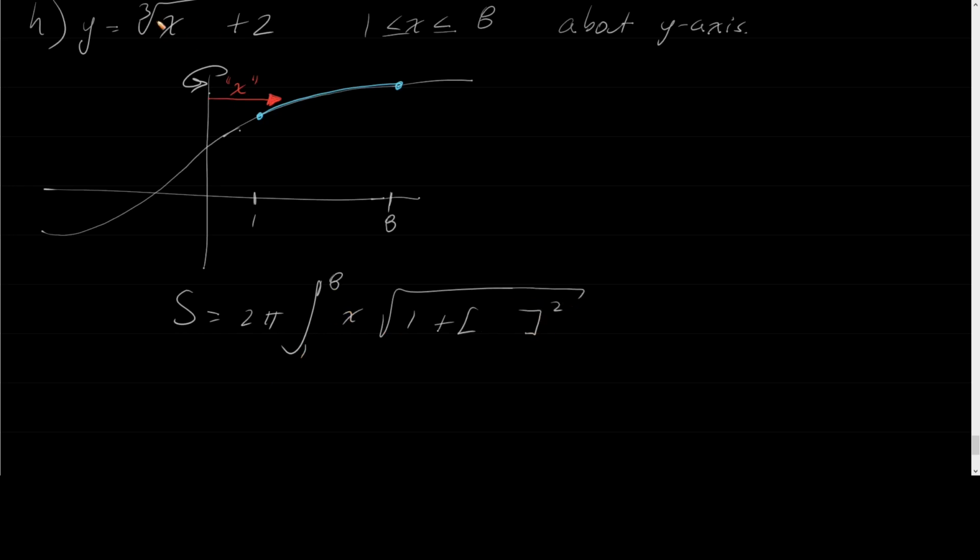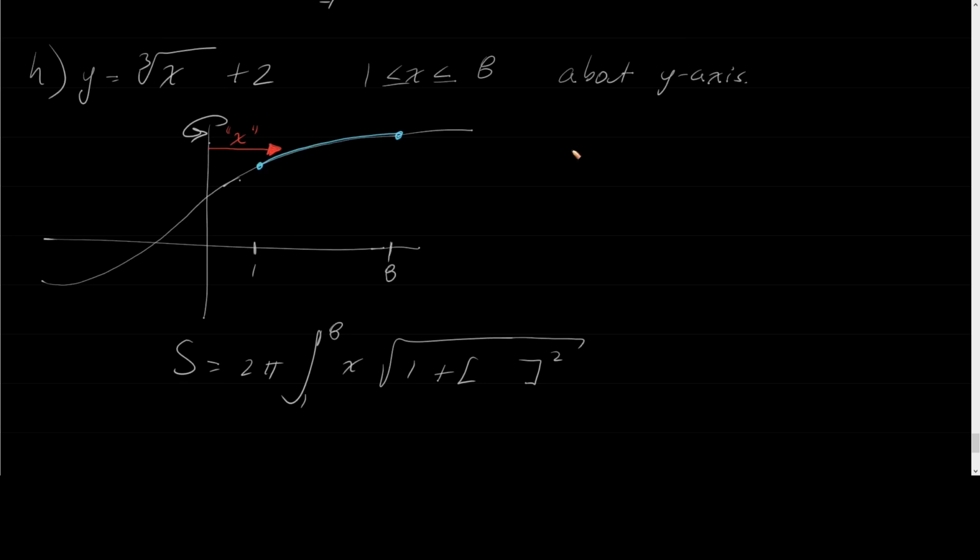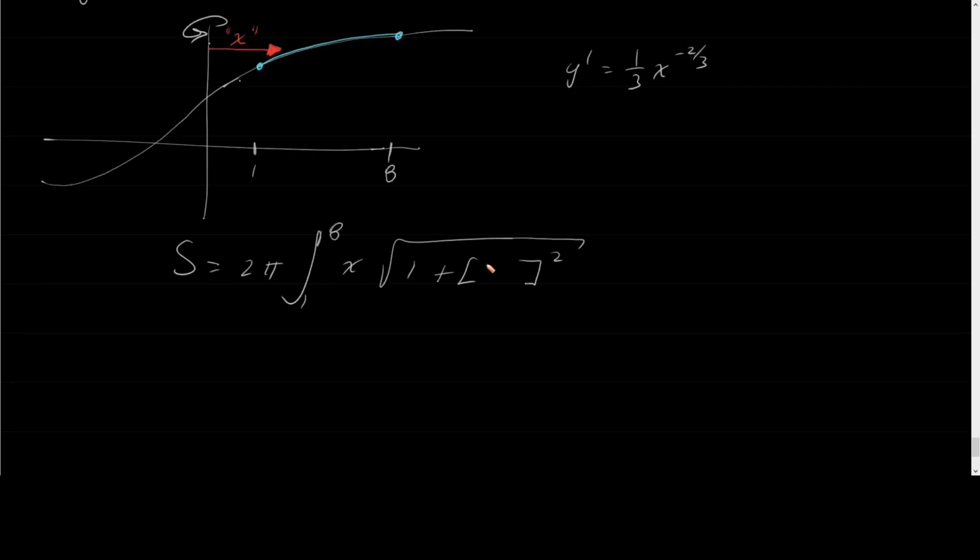All right, so let's take the derivative of this. Y prime would be 1/3 x to the negative 2/3, right? I just looked at the cube root as x to the power of 1/3 and took the derivative. So that's what I get here: 1/3 x to the negative 2/3. All right.